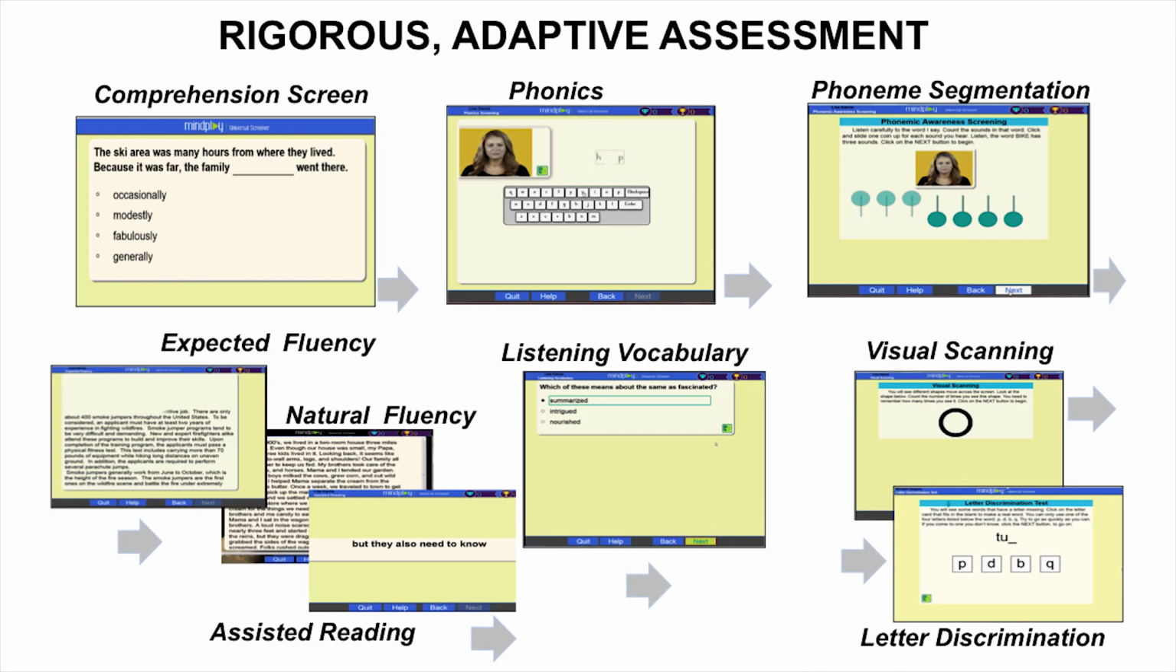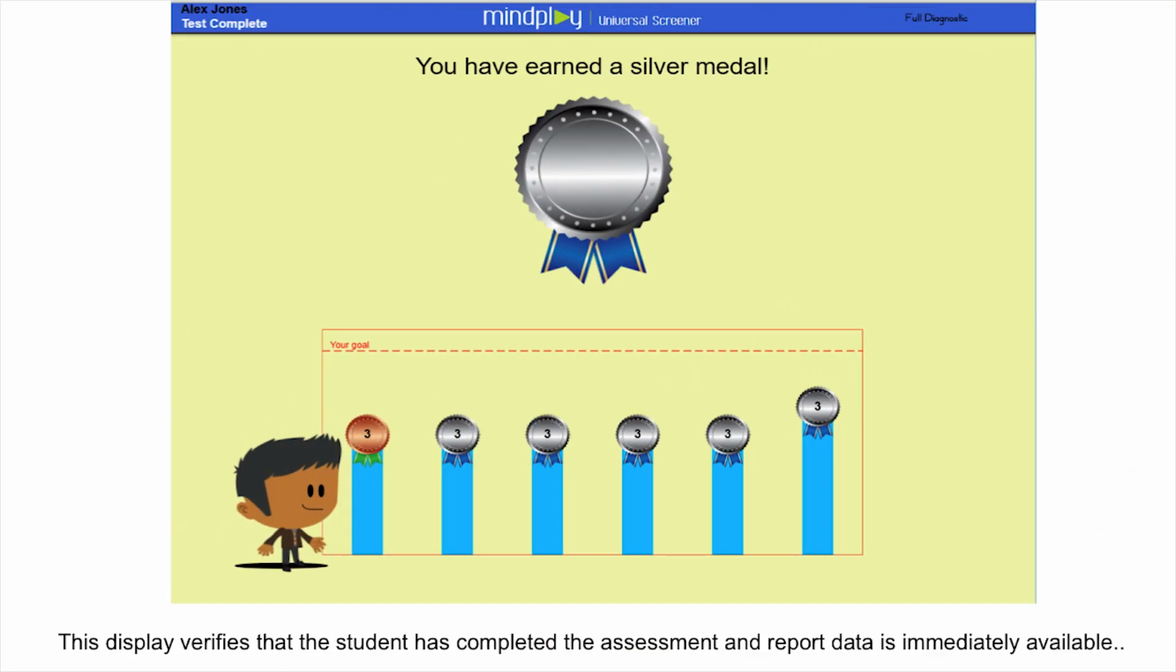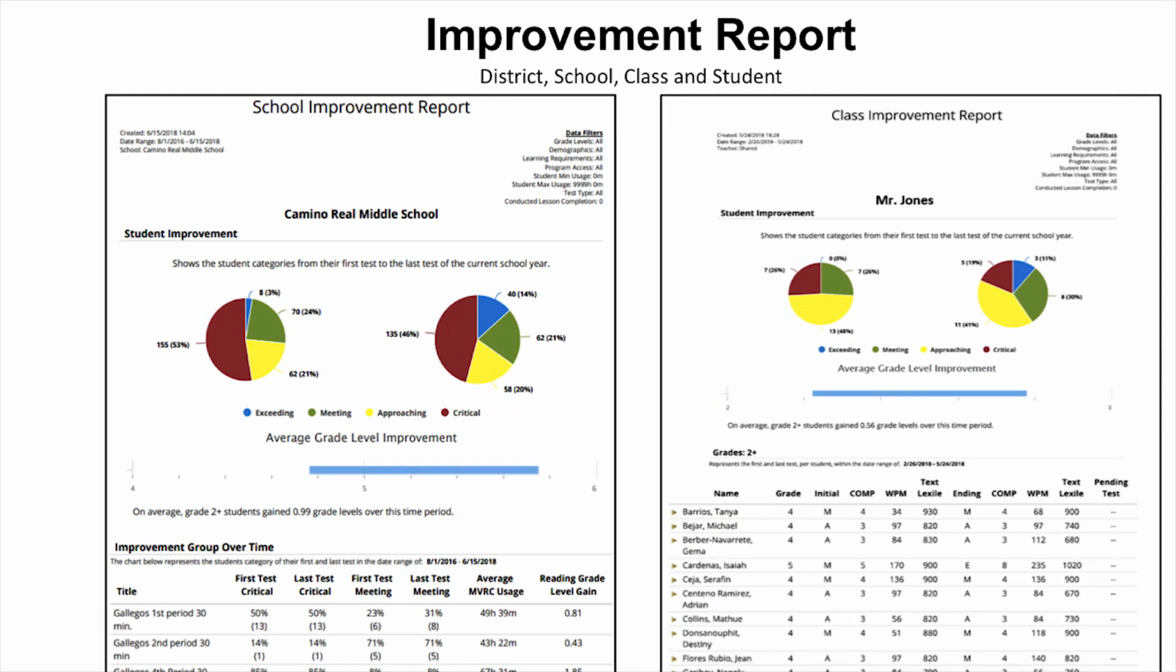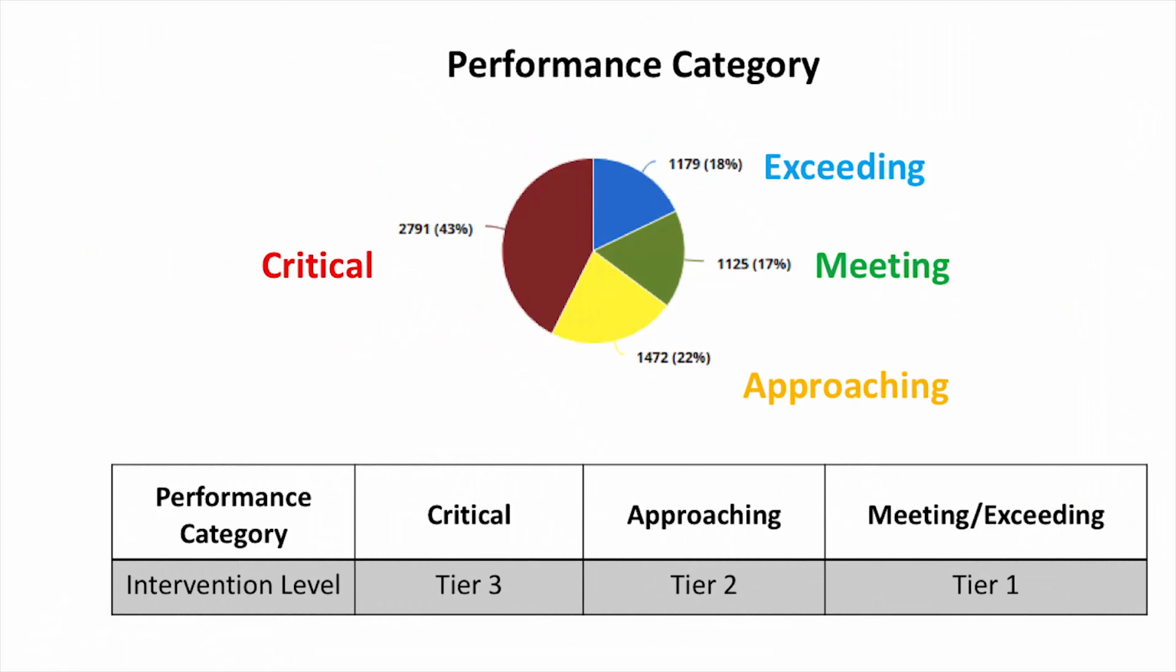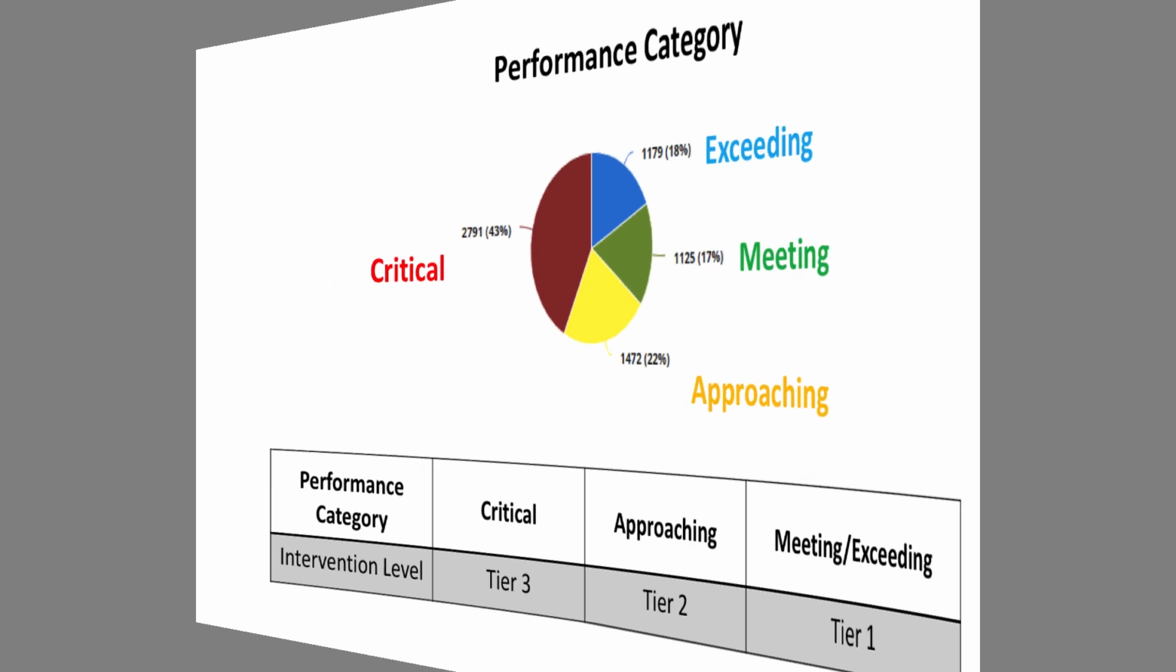Although this test alone cannot determine if a student has dyslexia, a below goal score could indicate further evaluation for dyslexia may be required. A medal screen announces the end of the test. Testing results are available immediately upon test completion. At the district, school, and class levels, 4 performance categories are tracked: exceeds grade level, meets grade level, approaches grade level, and falls below grade level.